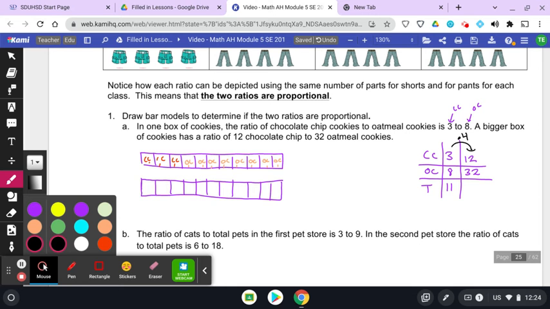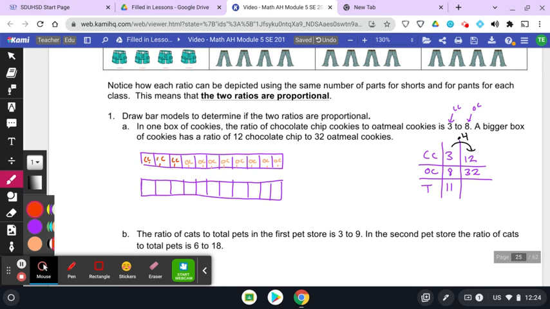So I know that in each section, there's going to be 4 of each type of cookie. When I'm doing this bar model, in each section there are now 4 chocolate chip cookies, 4 chocolate chip cookies, 4 chocolate chip cookies, for my total of 12 chocolate chip cookies. And then on my oatmeal cookies, I have 4, and I have that 8 times to get to my 32 oatmeal cookies. I know that they're proportional because I could still make 11 total parts. I just had more things in each section.